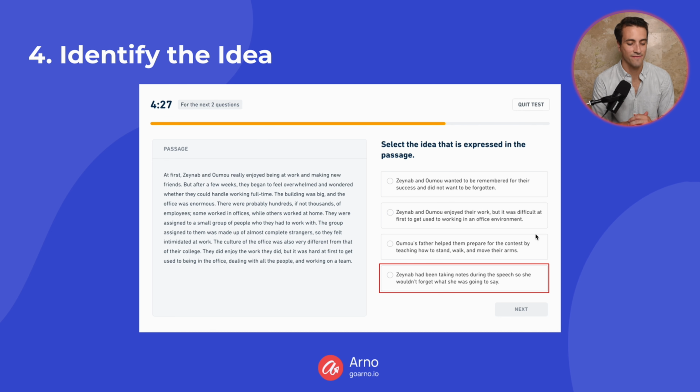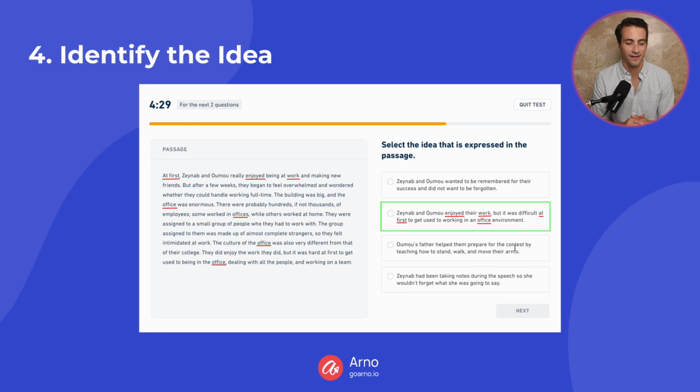And finally, we have, Zainab had been taking notes during the speech so she wouldn't forget what she was going to say. The key vocabulary there is taking notes, speech, and forget. Does any of that vocabulary or related vocabulary appear anywhere in the passage? No. So we can eliminate this option as well. That leaves only option number 2. Zainab and Omu enjoyed their work, but it was difficult at first to get used to working in an office environment.